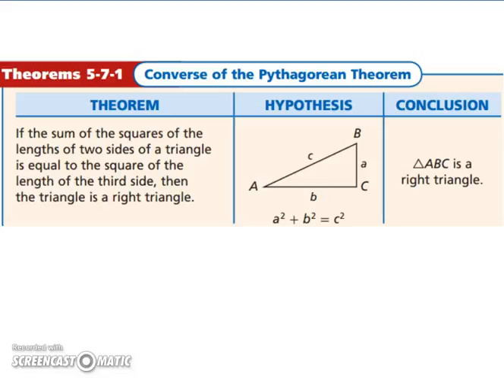The converse of the Pythagorean theorem: if the sum of the squares of the lengths of two sides of a triangle is equal to the square of the length of the third side, then the triangle is a right triangle. So basically, if a squared plus b squared equals c squared, your triangle is a right triangle. If it doesn't equal c squared, it's going to either be obtuse or acute.